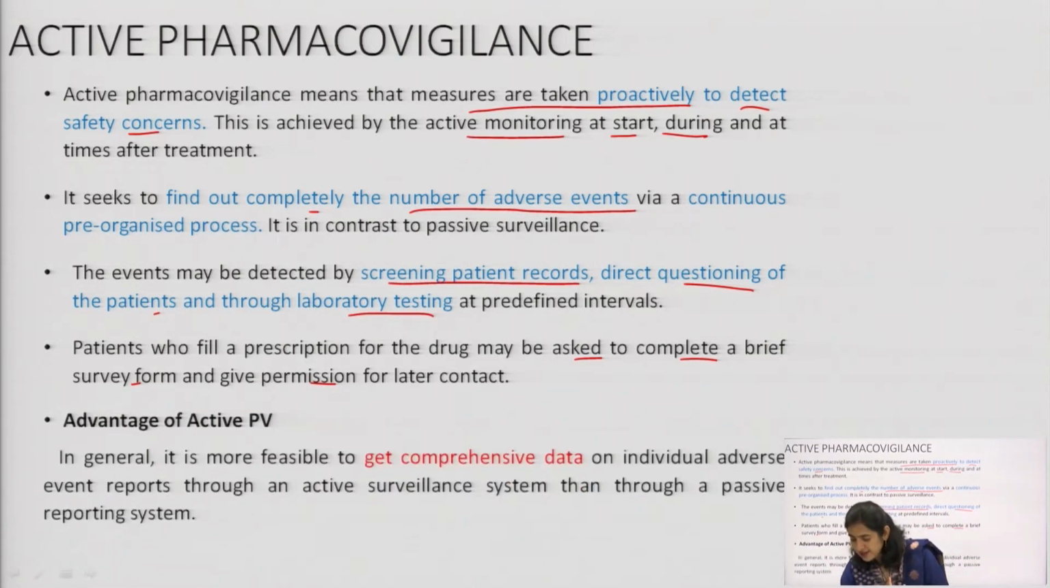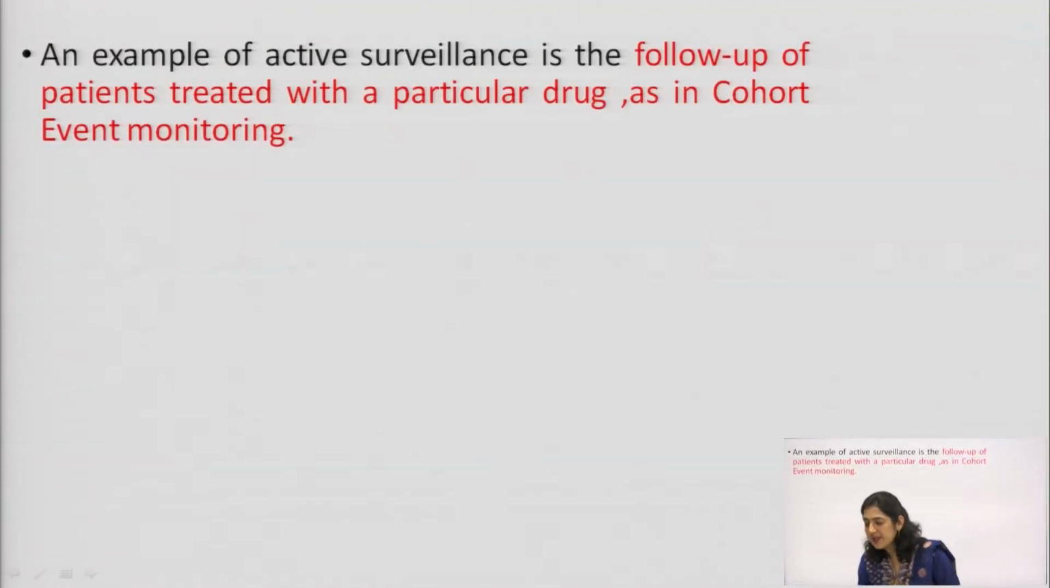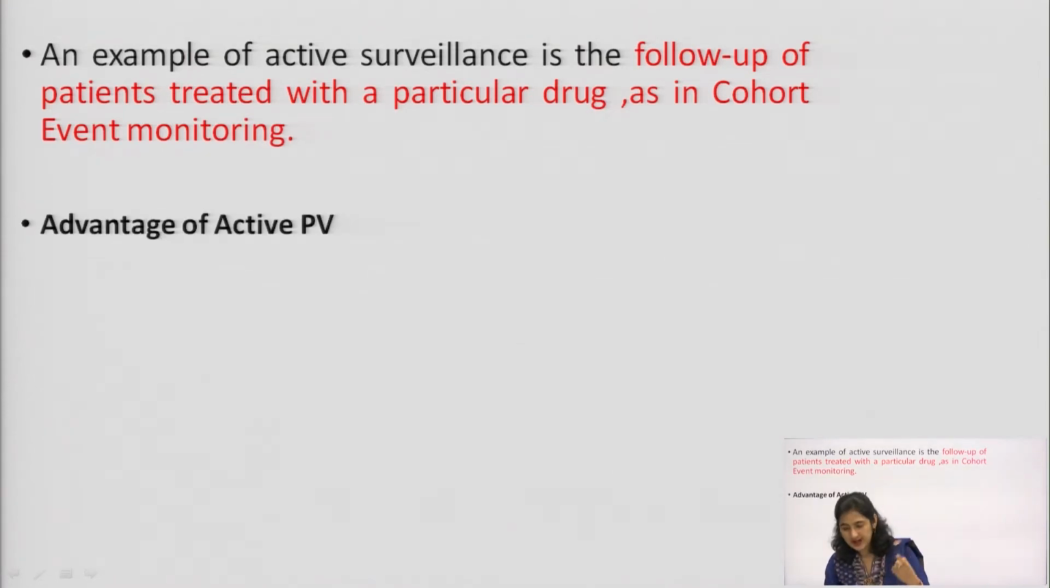Advantages of active pharmacovigilance: it will give me comprehensive data. It is more feasible to get comprehensive data, meaning detailed data on individual adverse event reports, through an active surveillance system than through a passive one. An example is follow up of patients treated with a particular drug, like in cohort event monitoring, which I will be telling you after this slide.